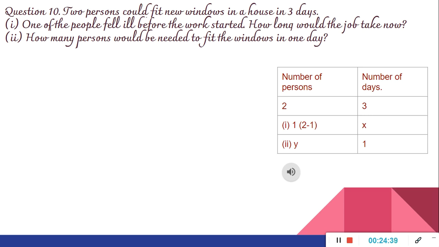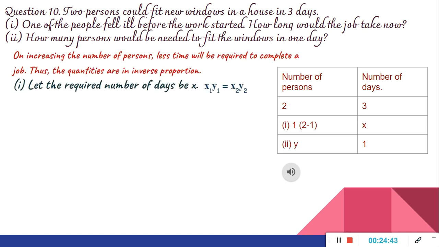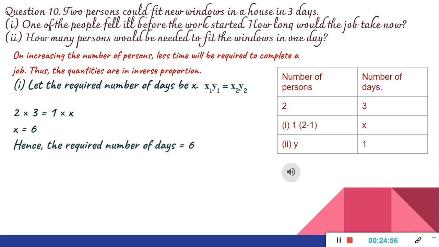So first question, let's see. Let the required number of days be x. Then x1 y1 is equal to x2 y2. Here 2 into 3 is equal to 1 into x. 1 into x means x. 2 into 3 is 6. So x is equal to 6, and hence the required number of days is 6, right?